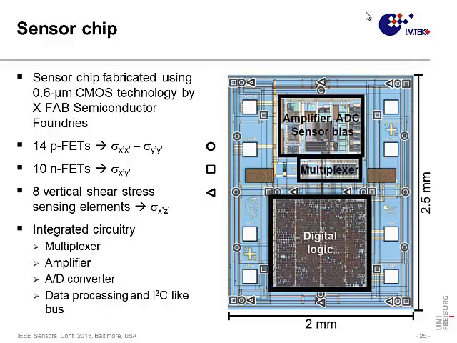All in all, we have additional components as before, and as we have seen with the 3D force sensor system, so amplifiers, the AD conversion, and the sensor biasing. We have a multiplexer to guide current in different directions through our stress sensing elements, and here the digital logic for the data processing and the I2C-like circuitry.